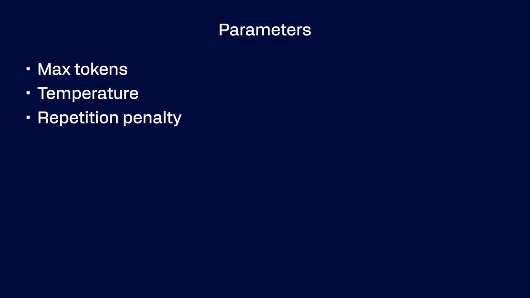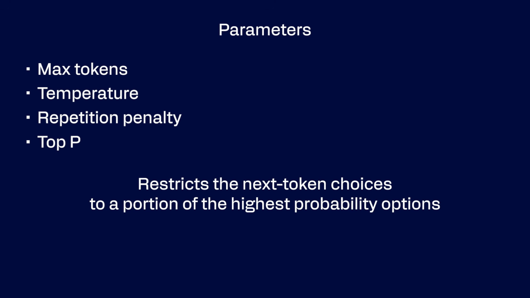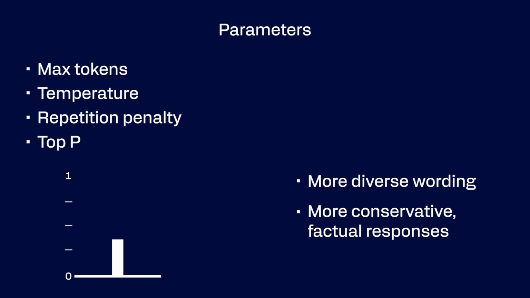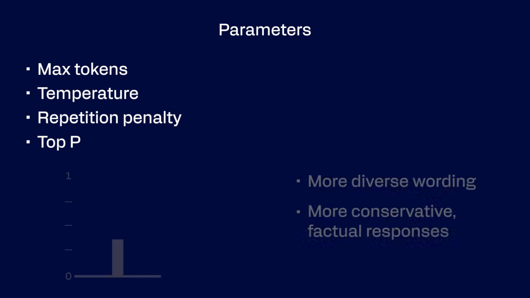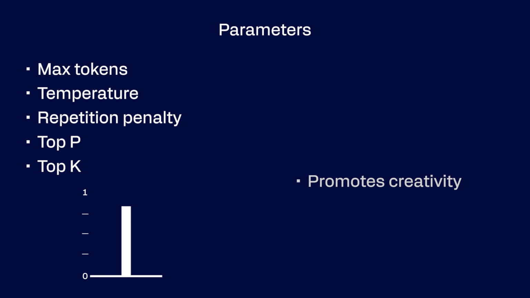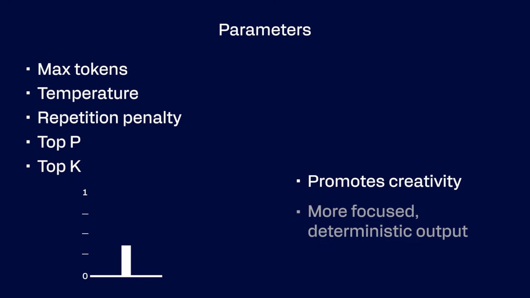Next, we have the parameter top P. Top P nucleus sampling restricts the next token choices to a portion of the highest probability options. Higher values allow for more diverse wording, while lower values lead to more conservative, factual responses. Finally, top K limits how many tokens the model can consider at each step. Increasing this value promotes creativity, while decreasing it results in more focused, deterministic output.